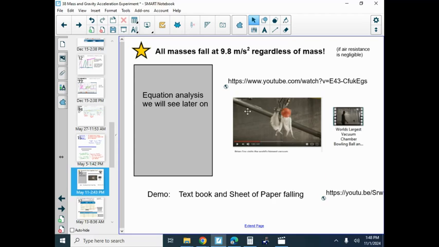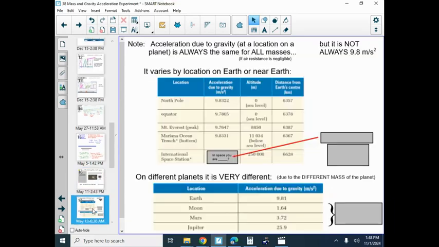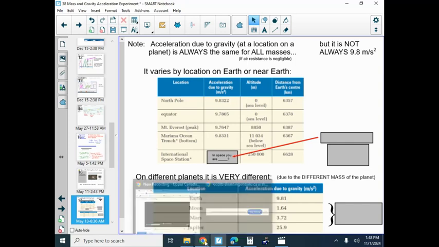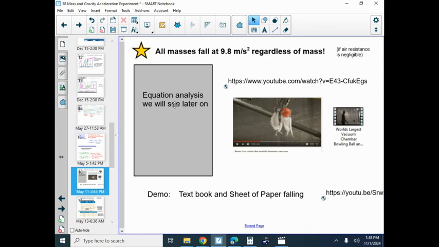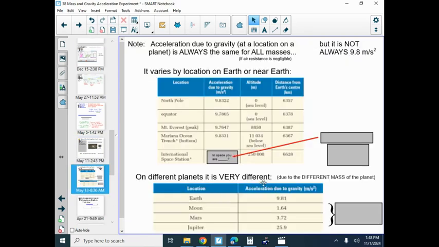So if you want to see more of it in detail, just click on the link. It's a neat experiment to see. And I'm sure you could YouTube a penny and a feather falling in a vacuum and it'll come up easily. Okay. Later on, we'll actually see an equation analysis of this. So I think I'll just come back to it later.